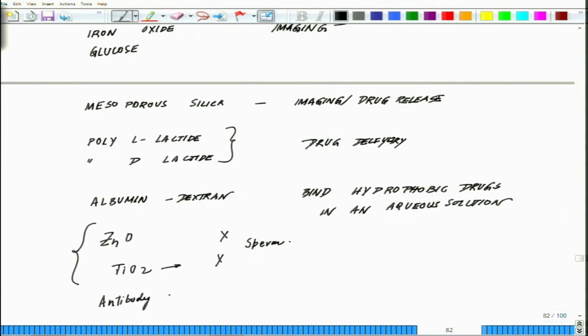Antibody coated or lectin coated Fe2O3. This is used for purification of sperm purification.